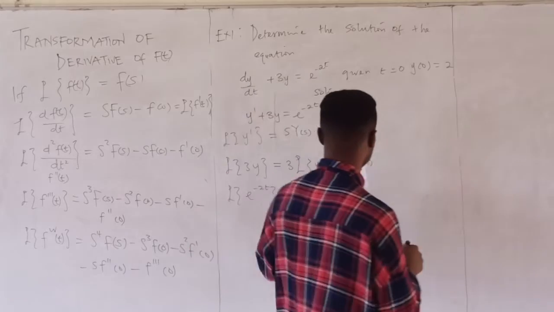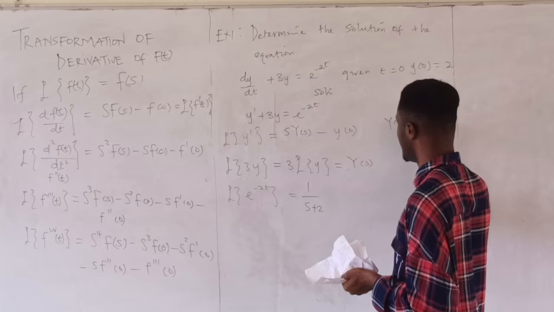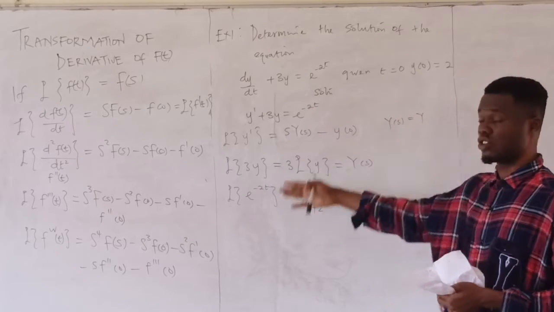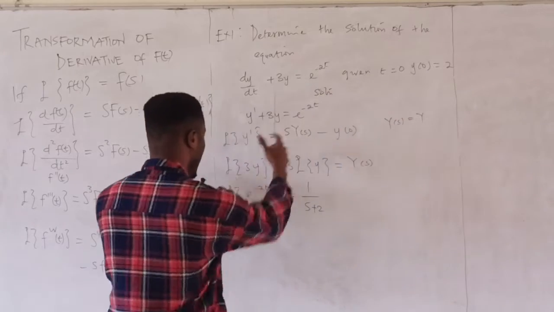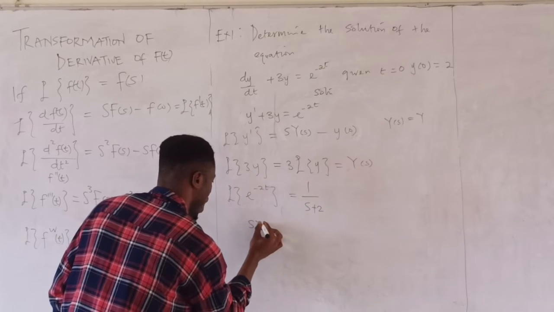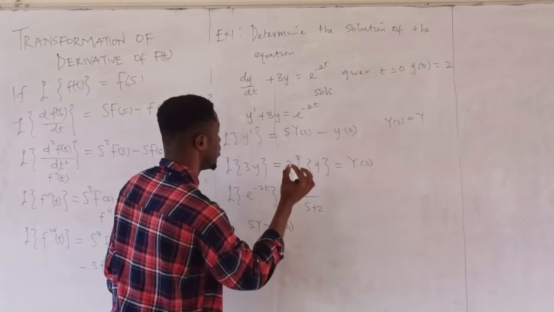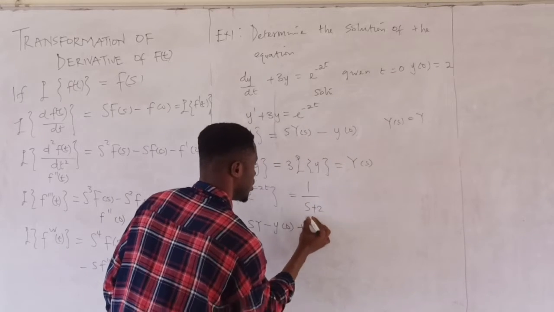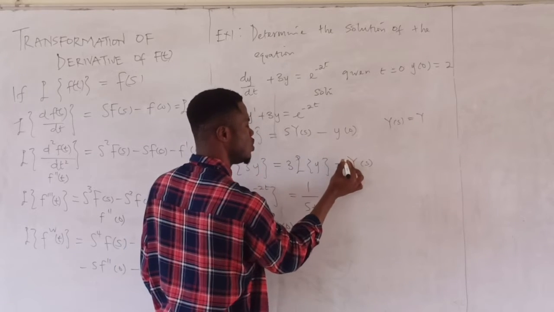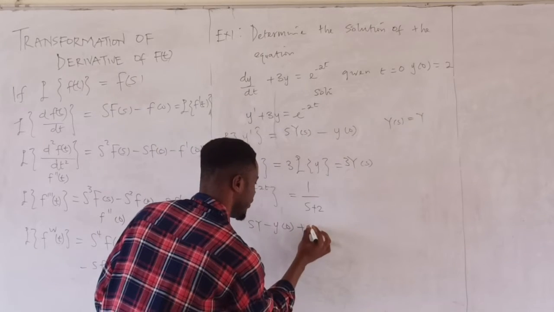Now let's go on. For the sake of this video, let us just say that y of s should be equal to just y. Okay? Now let's continue. Now this will be equal to, instead of writing y prime, I will take s of y minus y of 0 plus 3y of s. So remember, when you use 3 to find the Laplace, always put 3 as well on the function. So let's go.